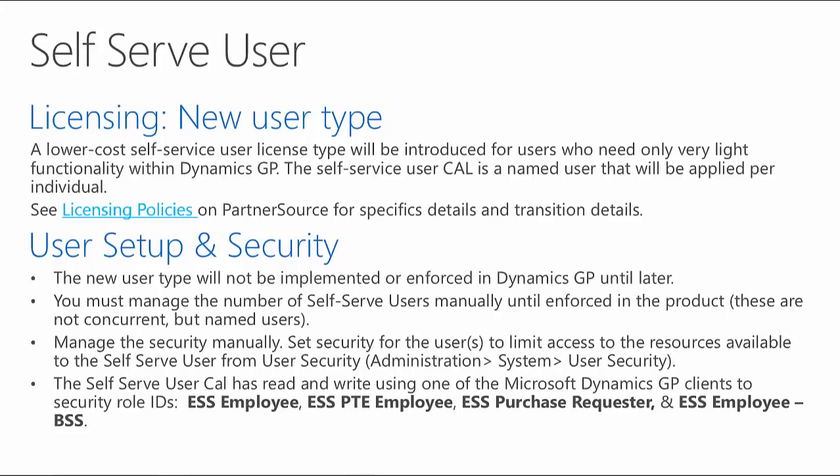You'll set security for the users to limit access to the resources available to the self-serve user from within user security in Dynamics GP. The self-serve user CAL has read and write access, using one of the Microsoft Dynamics GP clients, whether it be the web or a desktop client, to the following security roles: ESS employee, ESS PT, E-employee, ESS purchase requester, and ESS employee BSS for benefit self-service.